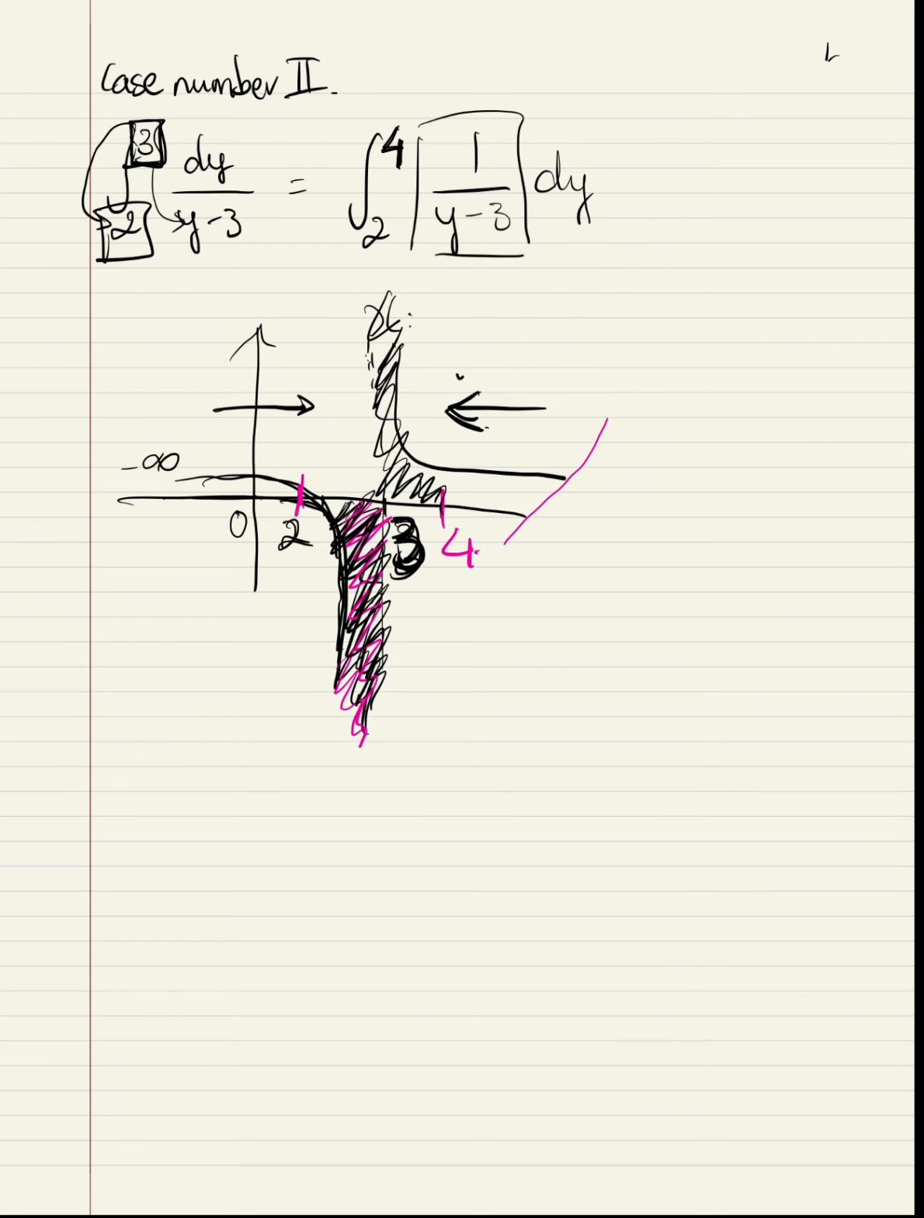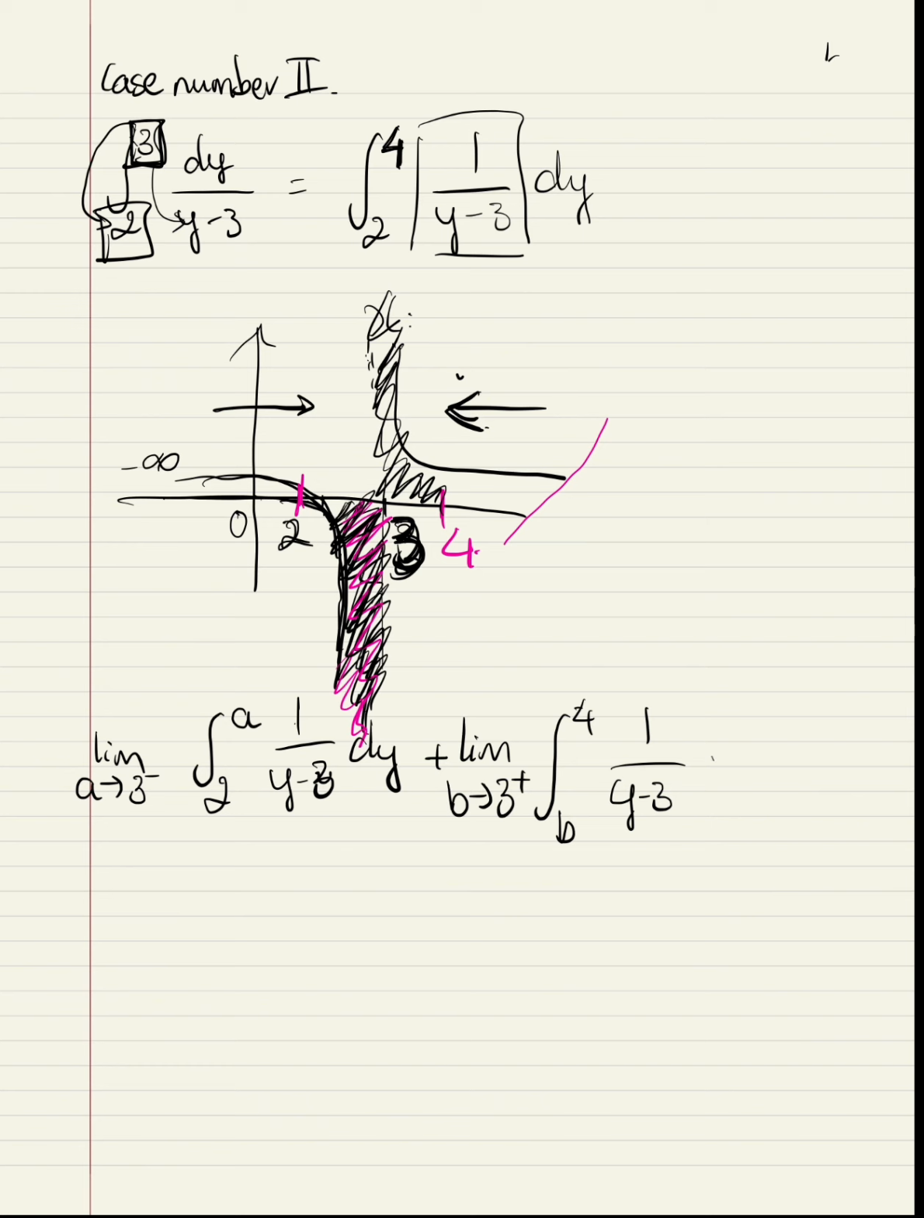Okay. So by that we have to take 2 limits and we have to split it in half. What I mean is the limit as a goes to 3 minus, with the range from 2 to a, of the integration of 1 over y minus 3 dy, plus the limit as b goes to 3 plus, with the range from b to 4, of 1 over y minus 3 dy.